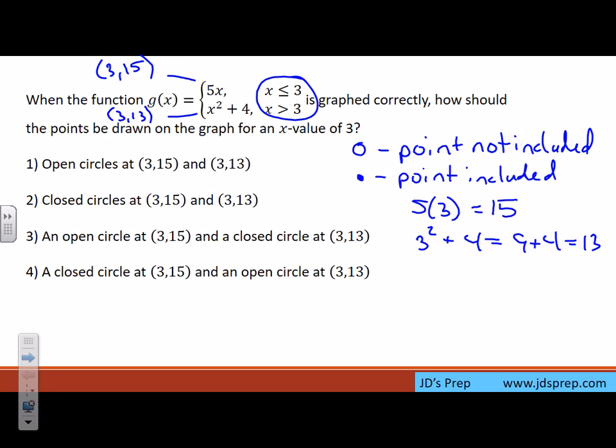Now that we know which point belongs to which piece, we can look at those conditions, x less than or equal to 3 and x greater than 3, to see if we're going to include those 2 points in our graph. For the first piece, where x is less than or equal to 3, that means that if x is equal to 3, we're plugging x into the 5x. That means that the point (3, 15) is going to be included in our graph. So we must have a closed circle indicating that that point will be included.